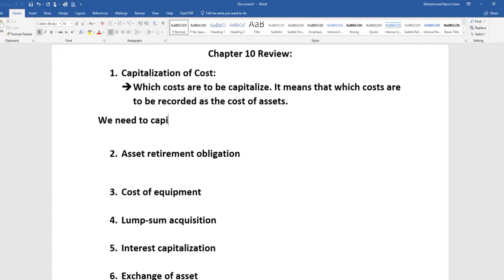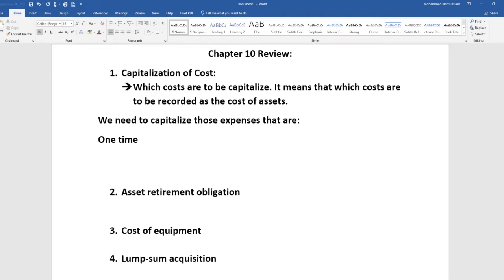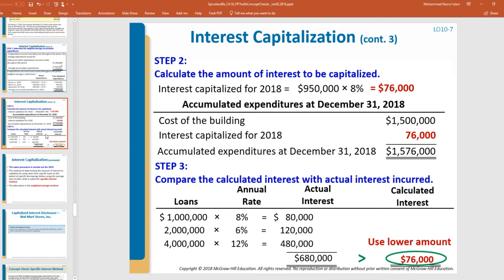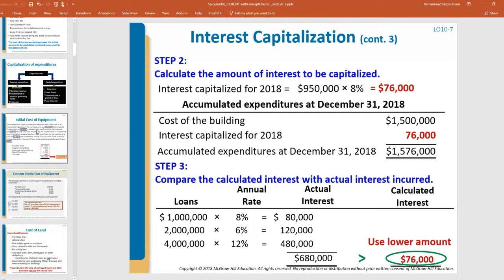capitalize those expenses that are one time in nature and that add values to the assets and that are not frequent. Okay, so let's see from our PowerPoint. So what should we do?